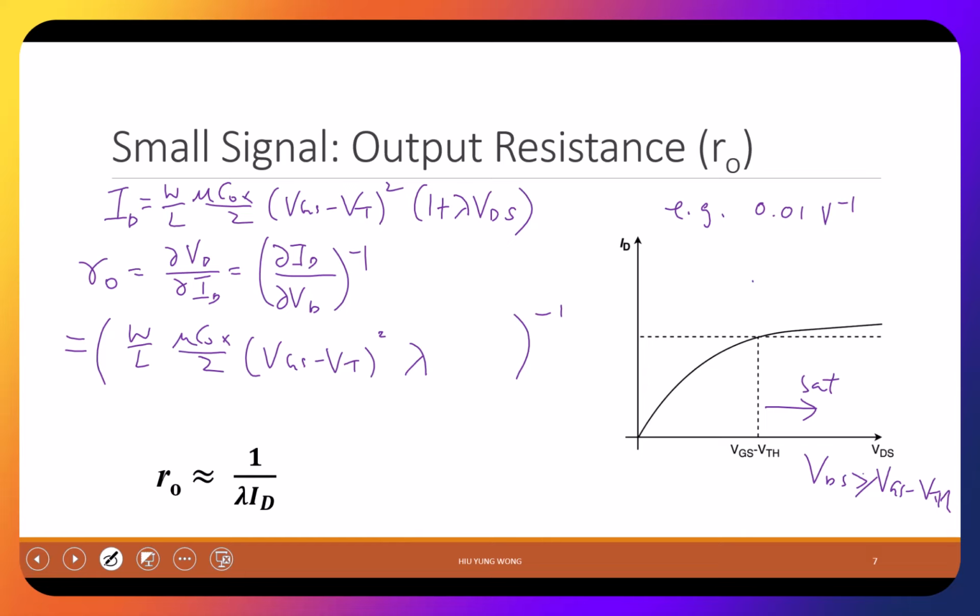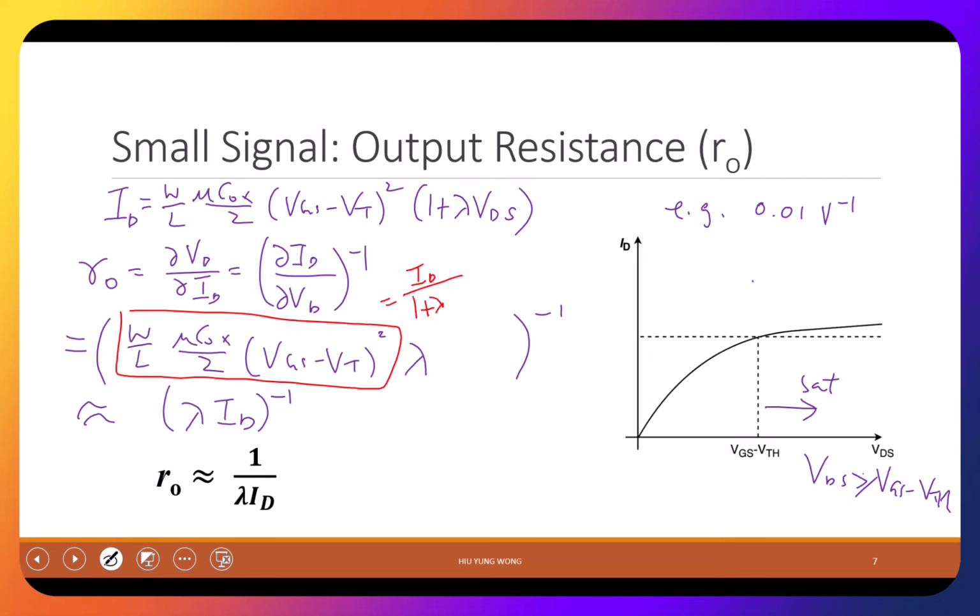VDS is gone. Now, this one, if you look at this term, this is just like ID, although not exact. But it's a good approximation, because with different VDS, I only increase the number by 1%, 2%. Right? So then we say, hey, this is approximately equal to lambda times ID. Because I claim that this term is approximately equal to, or I can say this term equals ID divided by 1 plus lambda VDS.